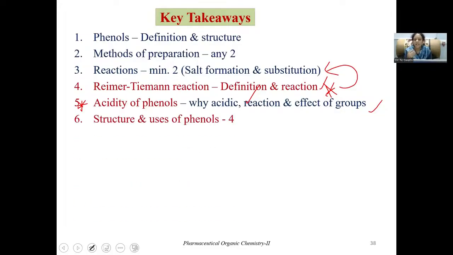And the other important topic which I have not discussed is structure and uses of phenols. 4 phenolic compound structures were given in your syllabus. So at least learn those 4 structures and at least 1 or 2 uses for each structure, because repeatedly you will be finding this particular question in the final question paper. So that is also important. These are a few important pointers when it comes to the chemistry of phenols.